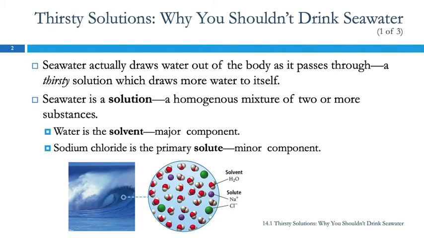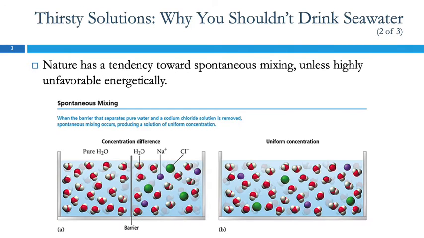We talk about seawater as being a thirsty solution in that it pulls water into itself. So nature has a tendency towards spontaneous mixing unless that is highly unfavorable energetically. And so let's look at this example. Here we have, this might be an aquarium with a divider in the middle, and on one side we have pure water, and on the other side we have salt water.